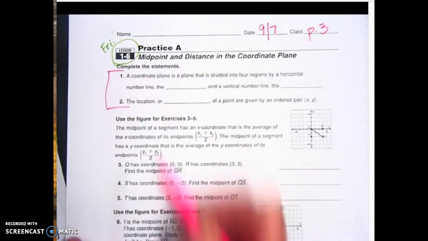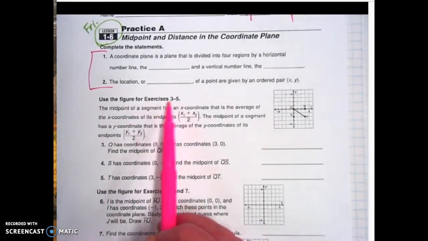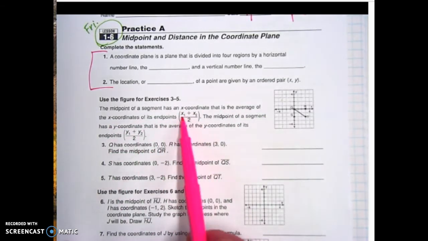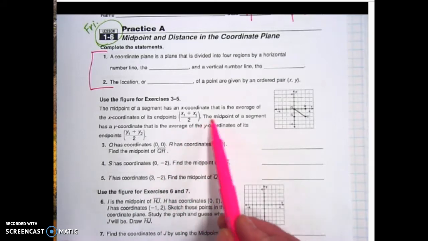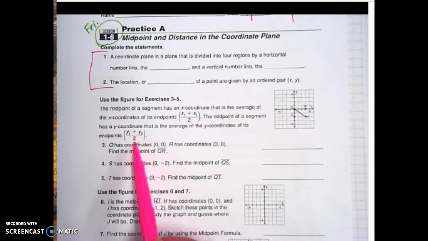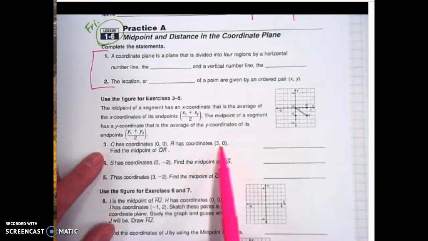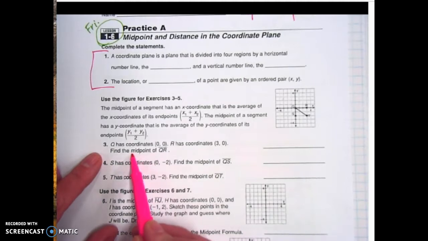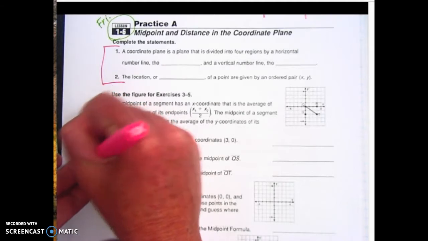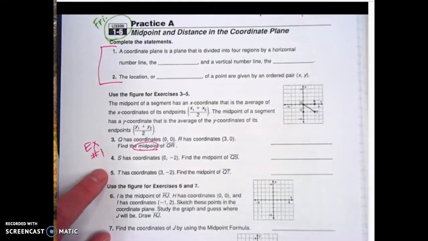All right, first 2 questions are some fill in the blanks, okay? Then jump down to numbers 3 through 5. It says the midpoint of a segment has an x coordinate that is the average of the x coordinates. You add the 2 x's together, divide by 2. The midpoint of a segment has a y coordinate that is the average of the y coordinates. Add the 2 y coordinates together, divide by 2. So number 3 says Q has the coordinates 0, 0, and R has the coordinates 3, 0. Find the midpoint of QR. This is like example number 1, but it's even easier because one of the points is 0, 0. It's almost too easy. Okay?